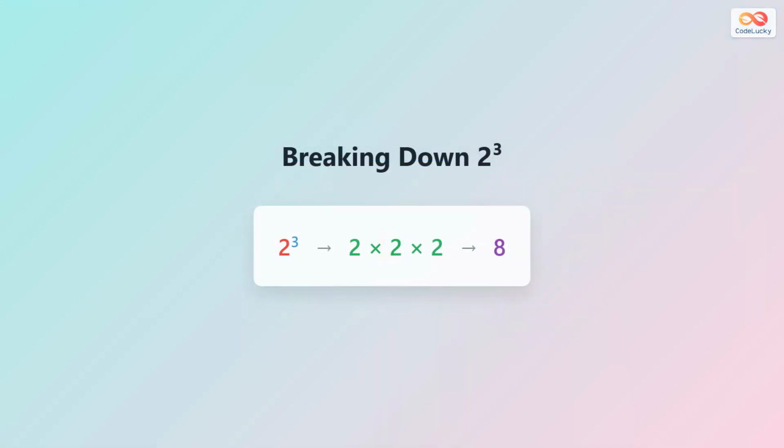Let's break down 2 to the power of 3. 2 to the power of 3 is the same as 2 times 2 times 2, which equals 8.